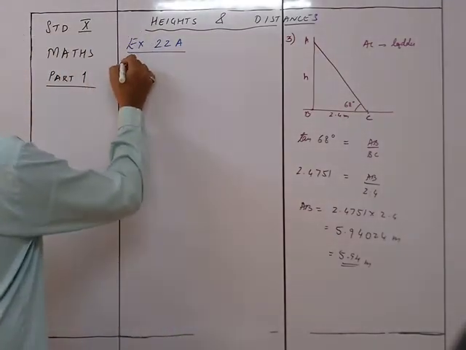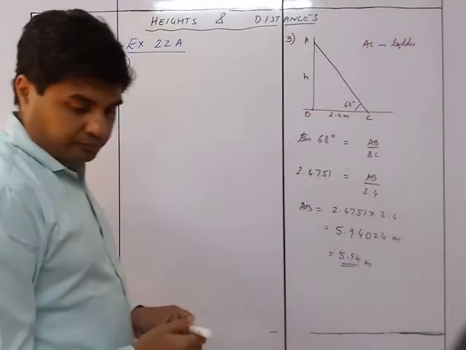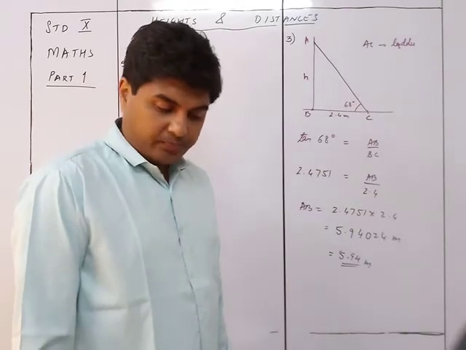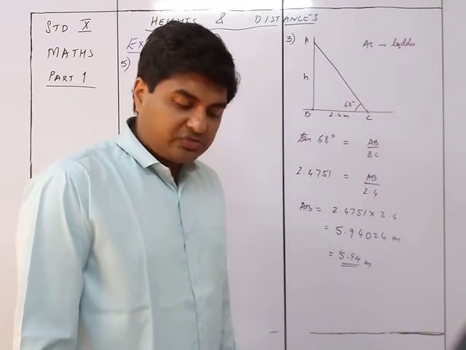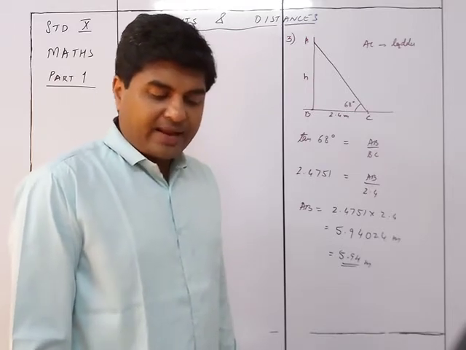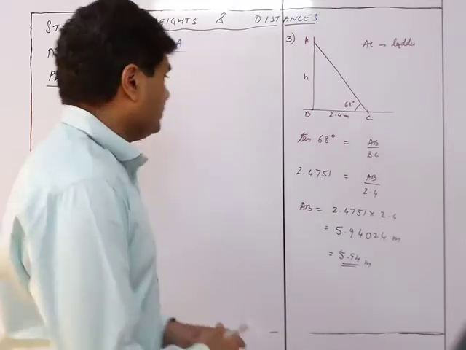Sum number 5. A kite is attached to a string. Find the length of the string when the height of the kite is 60 meters and the string makes an angle of 30 degrees with the ground. So it's a simple thing.